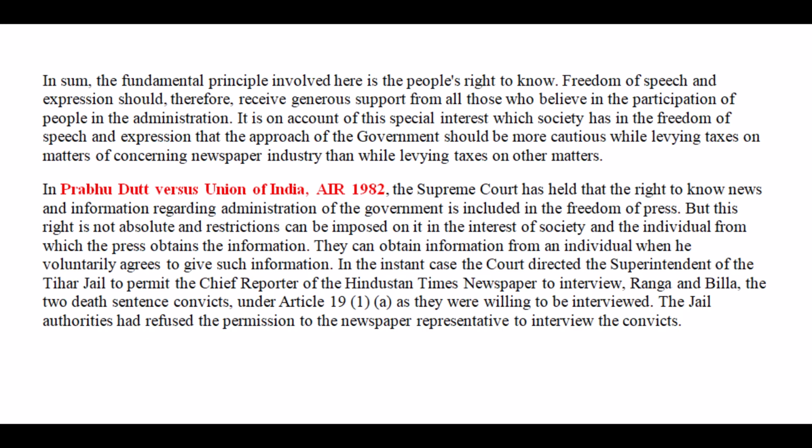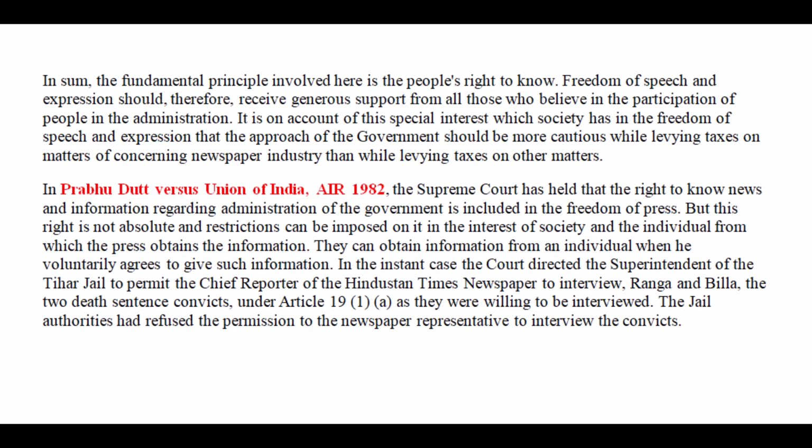In Prabhu Dutt vs. Union of India, AIR 1982, the Supreme Court has held that the right to know news and information regarding administration of the government is included in the freedom of press. But this right is not absolute and restrictions can be imposed on it in the interest of society and the individual from which the press obtains the information. They can obtain information from an individual when he voluntarily agrees to give such information.